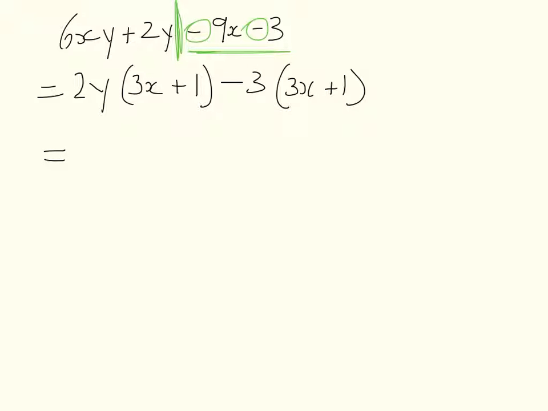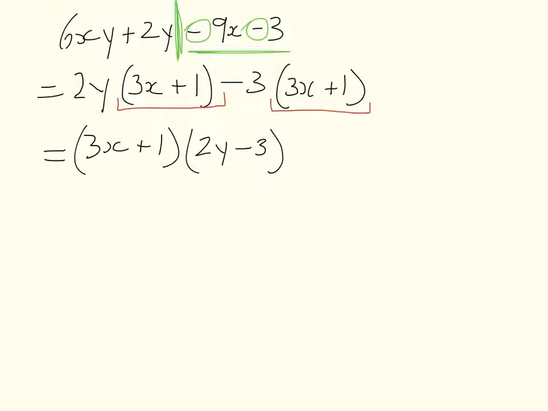Alrighty, well, again, we've ended up with that scenario where we've got a factor that they now share. So we can write that down first: 3x plus 1. And we write down the other two factors as well, being 2y minus 3. You could expand to check, I'm not going to worry about it, but you could expand to check if you would like.